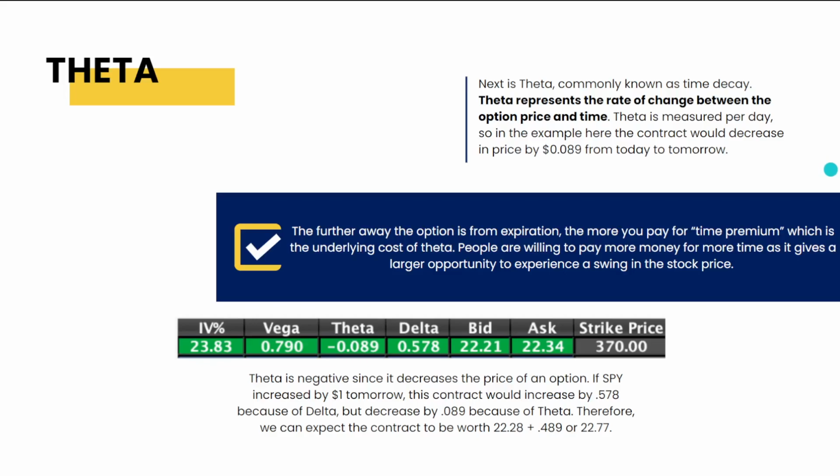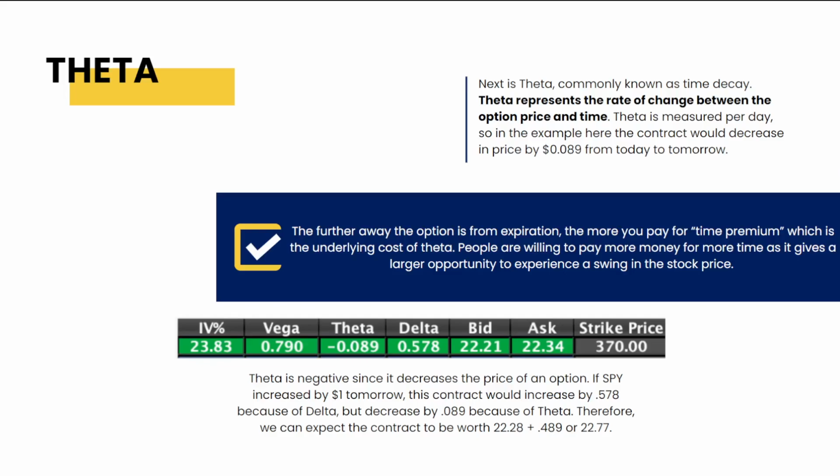People are willing to pay more money for time as it gives them larger opportunity to experience a swing in the stock price. So the longer you hold a contract, the more of an opportunity you inherently get to succeed, right? If you're taking a 0-day expiration contract and there's 30 minutes left till market closes, you're not giving yourself very much time to succeed. So the theta is going to be dirt cheap, right? The contracts are going to be extremely cheap and the risk is going to be extremely high. So it's not really smart to buy something that's expiring very soon because theta will just kill you, especially if you're out of the money.